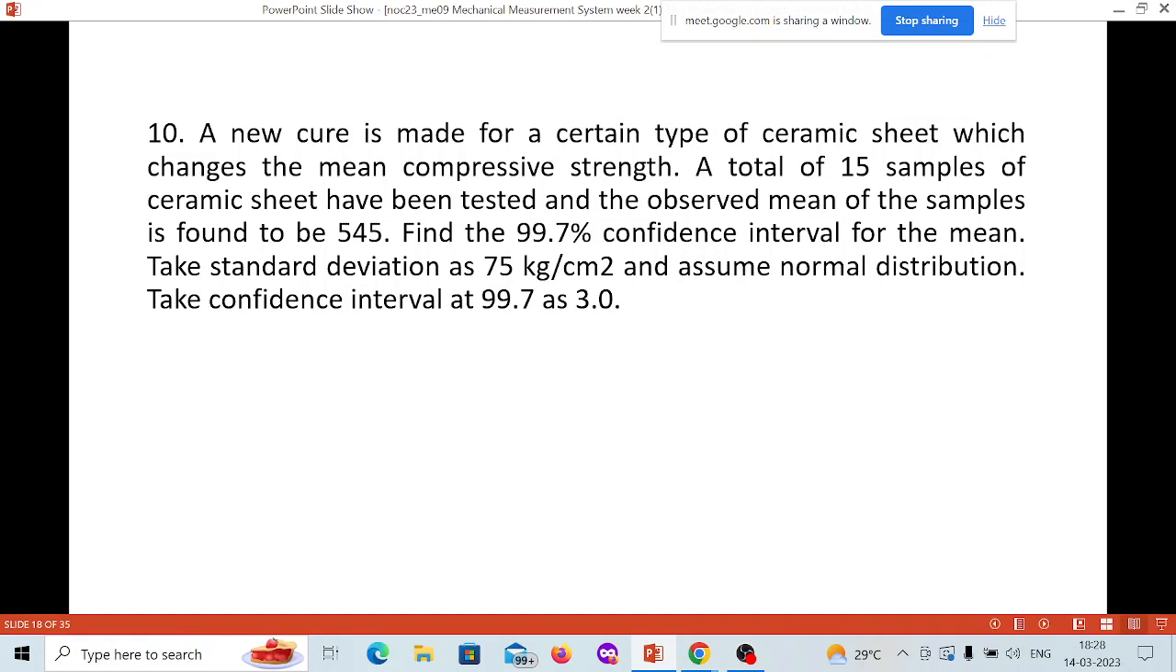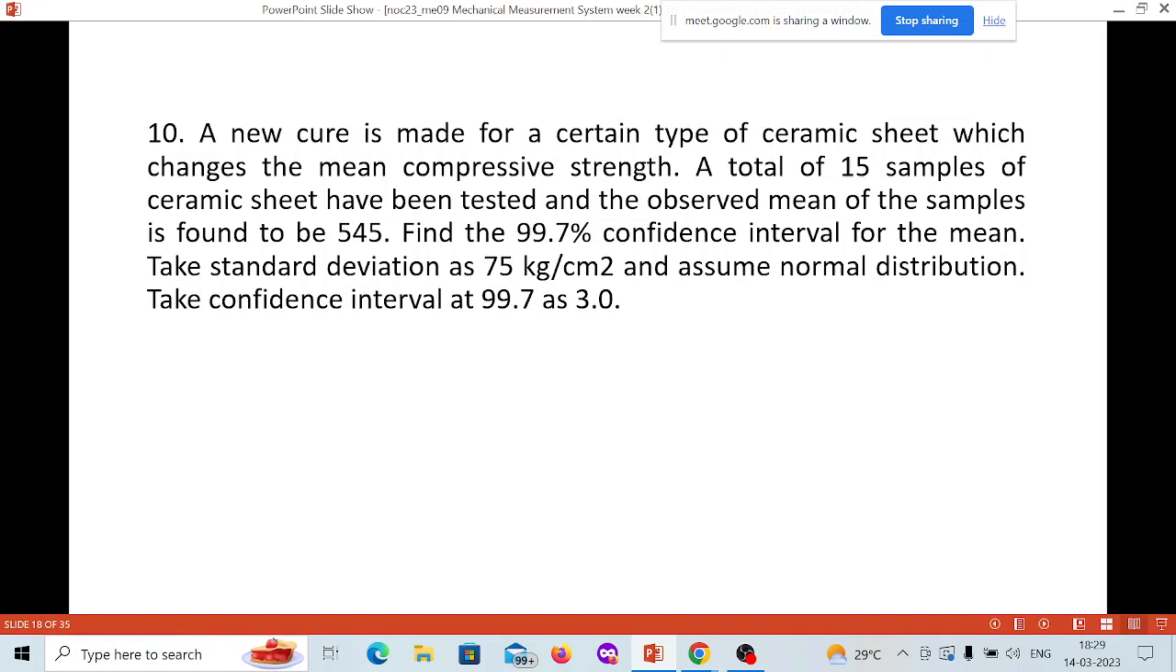I'll repeat: a new cure is made for a certain type of ceramic sheet which changes the mean compressive strength. So a cure is made which will change the compressive strength of the ceramic sheet. You have 15 samples of the sheet, and after testing, you have the data for the 15 samples tested for compressive strength, and those data's mean value is given as 545. You are asked to find the 99.7% confidence interval for the mean. The data are normally distributed.